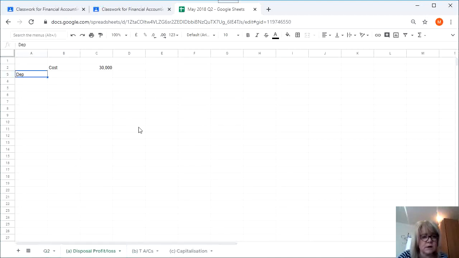So I'll just show you that. Depreciation per year works out at 30,000, minus the 6,000 residual value. So therefore I am depreciating 24,000, and so 24,000 divided by the 6 years will give me 4,000 per year. So 4,000 for 3 years.